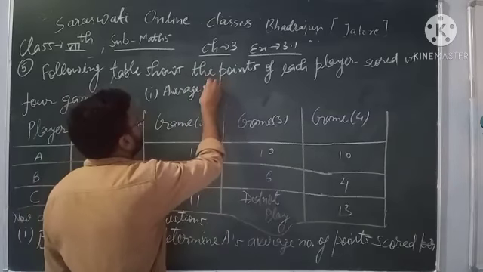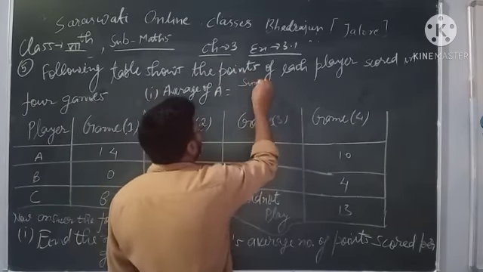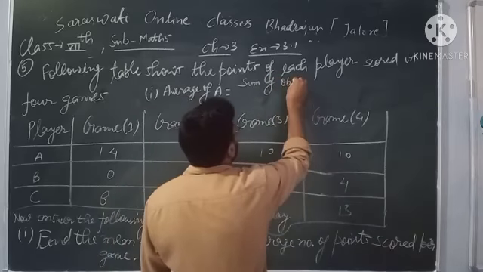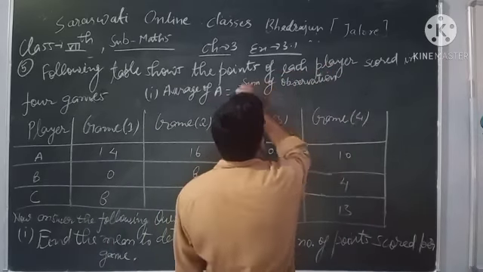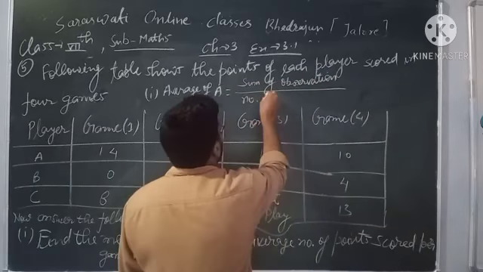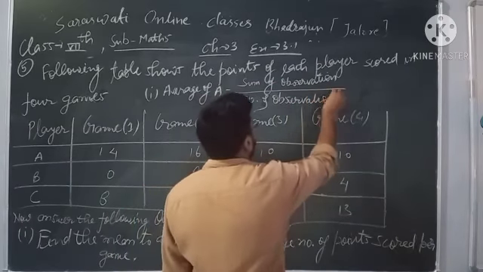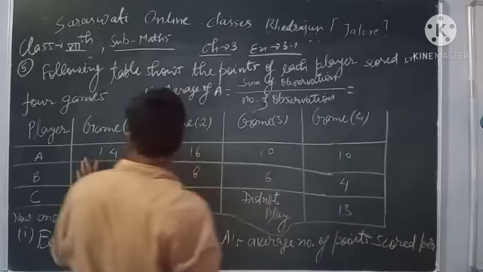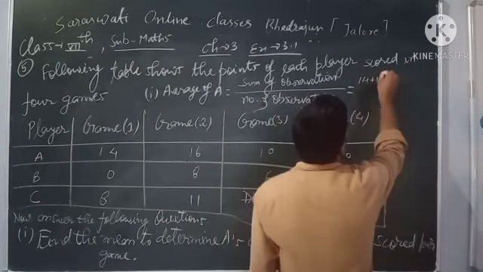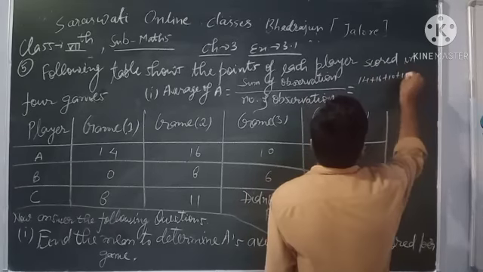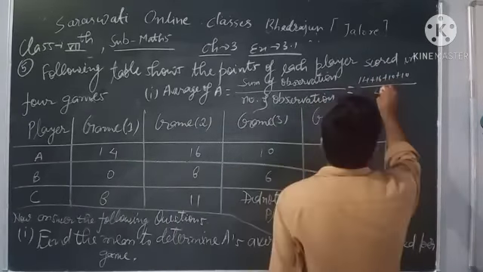Average of A is what? Average of A equals sum of observations upon number of observations. So 14 plus 16 plus 10 plus 10 upon how many are there? 1, 2, 3, 4 are there, so divide by 4.